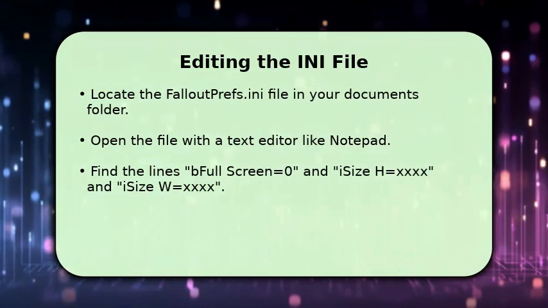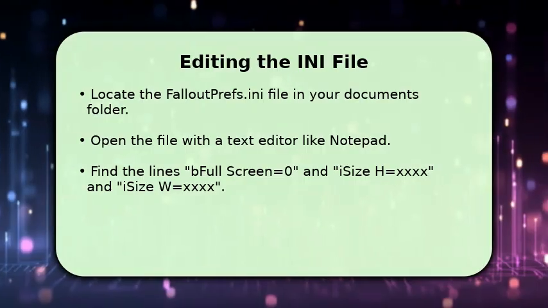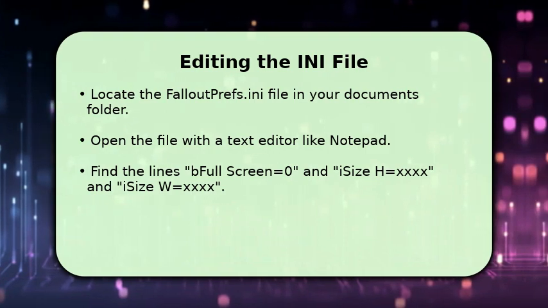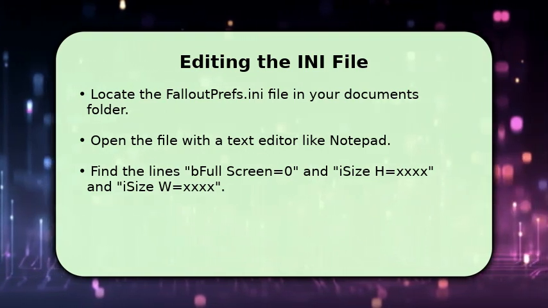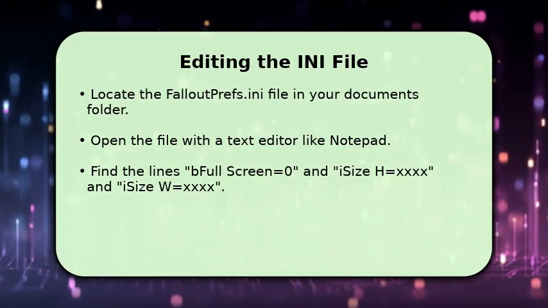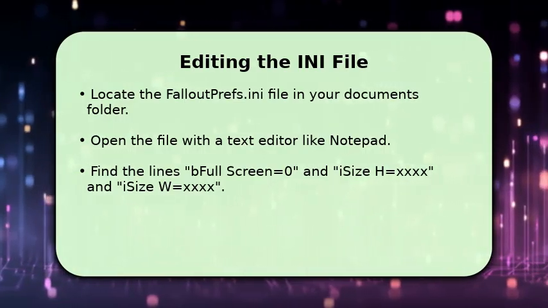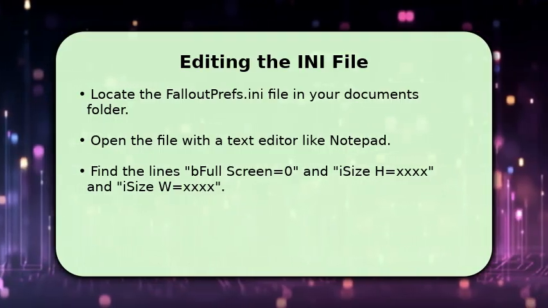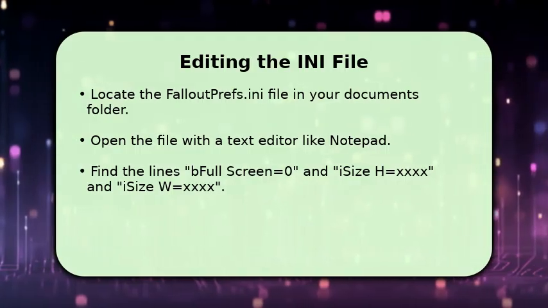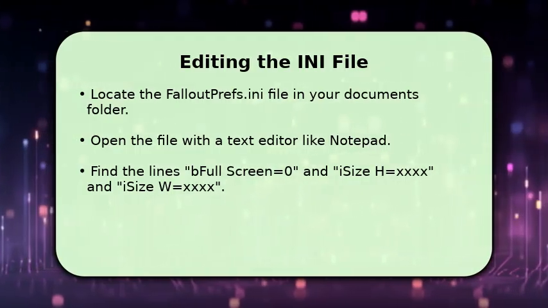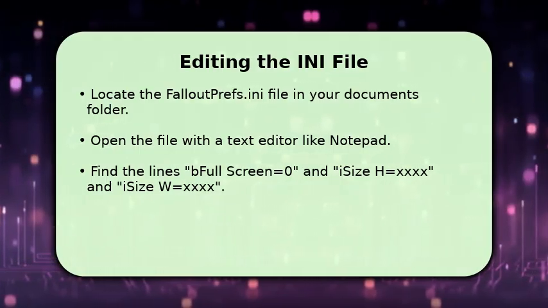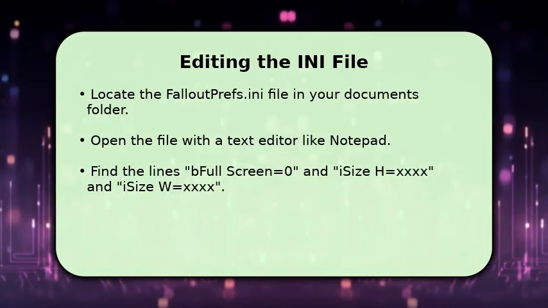Sometimes, the in-game settings aren't enough, and you'll need to make a small tweak to an INI file. Navigate to your Documents folder, usually under My Games, then Fallout NV, and find Fallout Prefs.INI. Open this file with a simple text editor. Look for the line bFull Screen equals 0 and change the 0 to a 1. Also, ensure iSize H and iSize W reflect your monitor's exact vertical and horizontal resolution for perfect scaling.